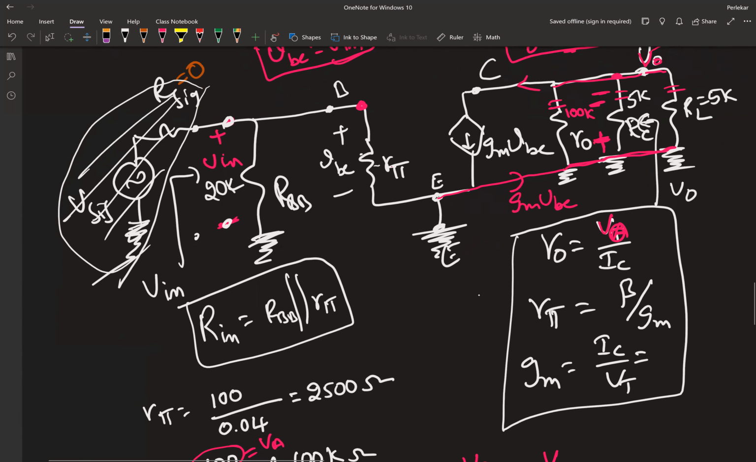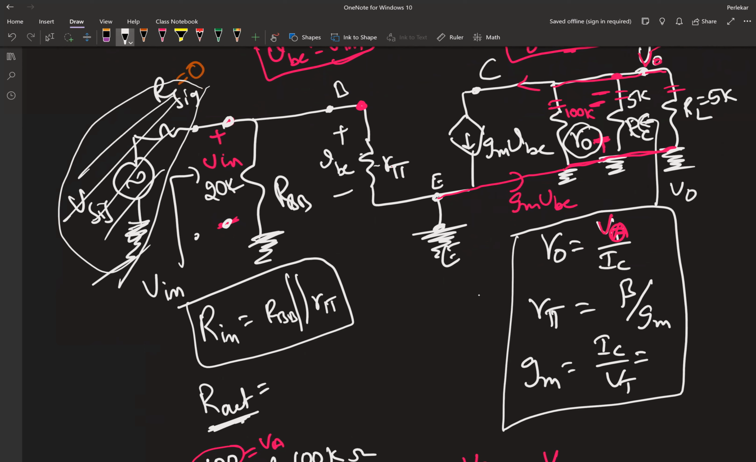And the output resistance equals R out. This R out is the output resistance of the whole circuit. The small R out is the internal resistance of the transistor. So looking from the output, R out is going to be R naught parallel with RC. That's our output resistance.